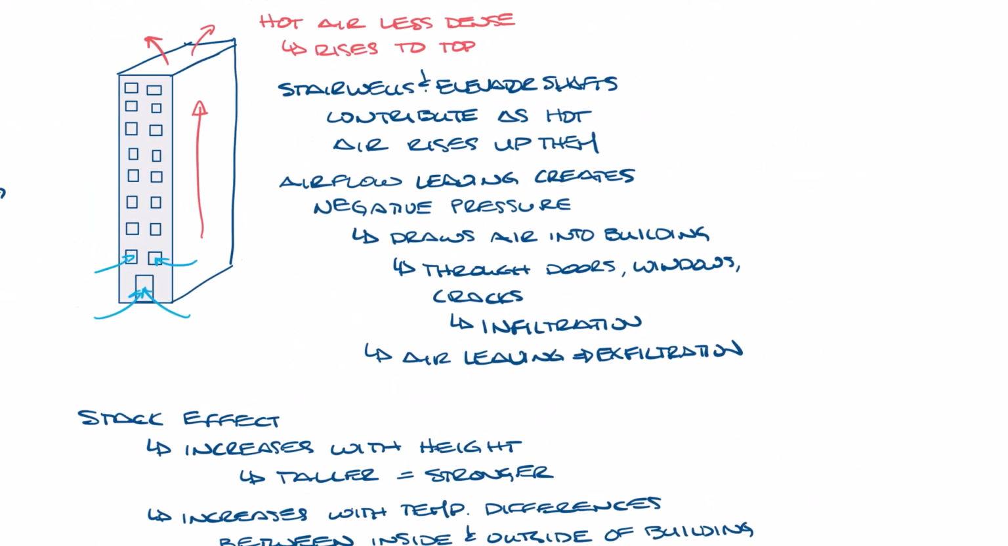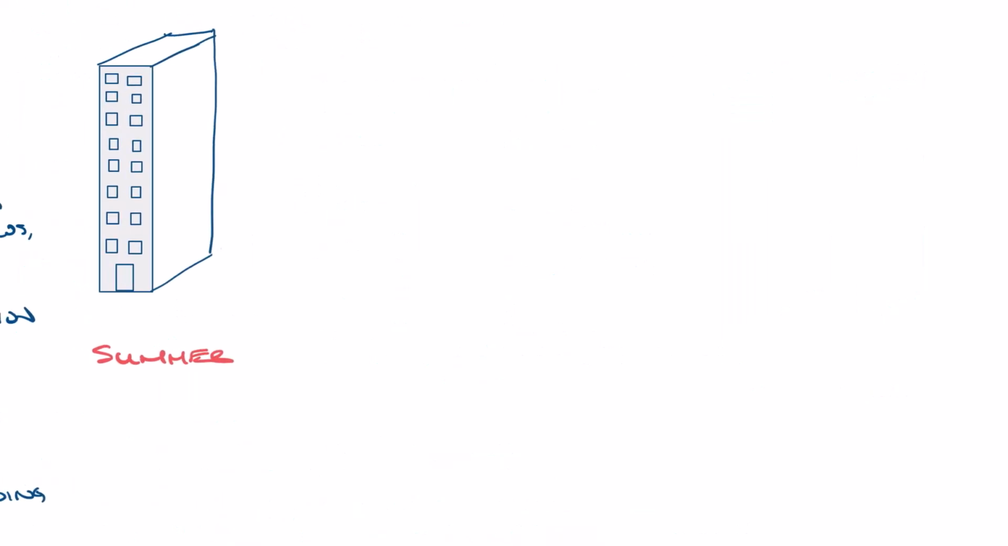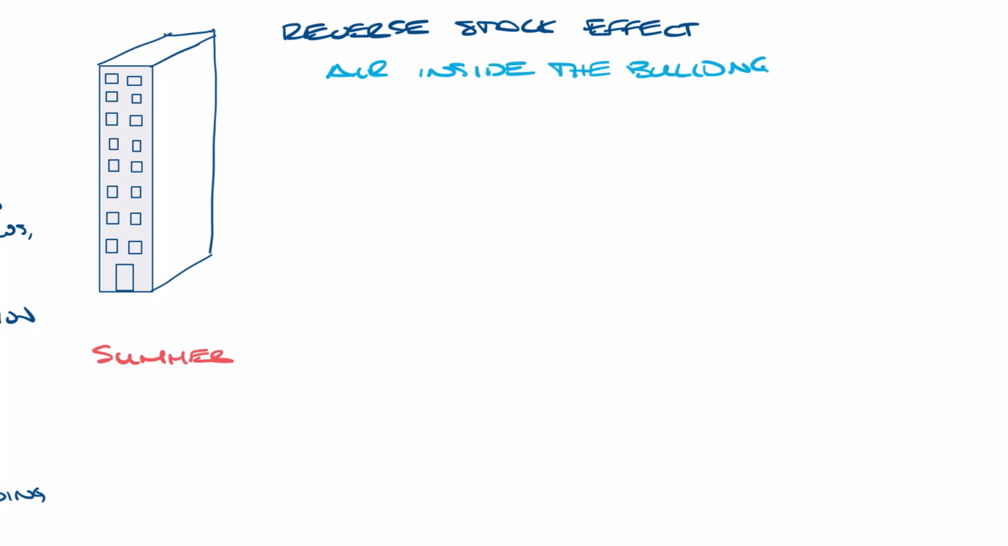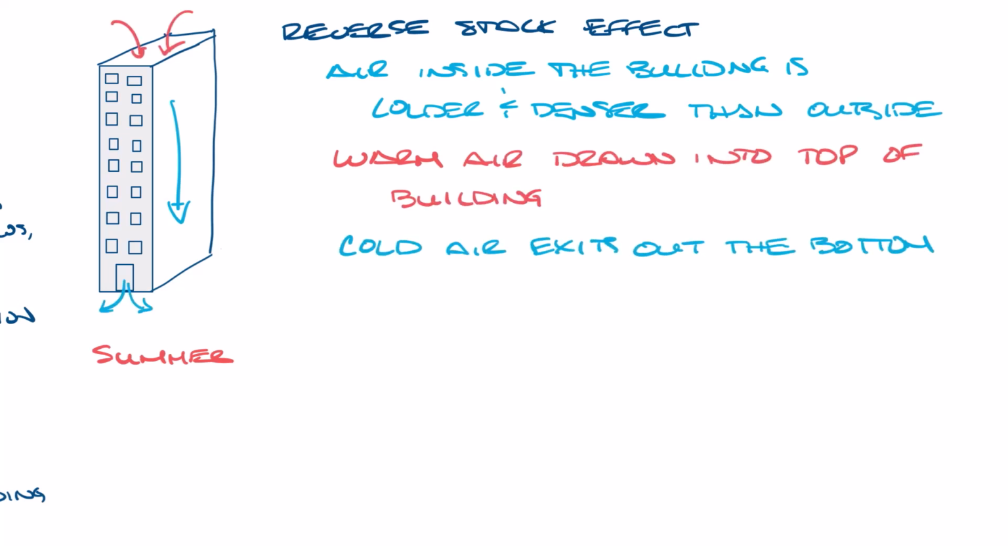So let's go back up here a minute and let's duplicate our building. This one is winter and this one is summer. And move over a little bit. In the summer, you get a reverse stack effect because the air inside the building is colder and denser than the outside air. In this case, warm air is drawn into the top of the building and cold air exits out the bottom. Let's move this up.